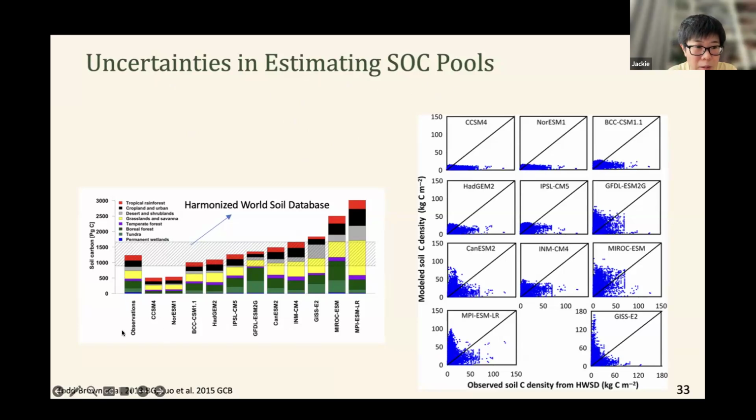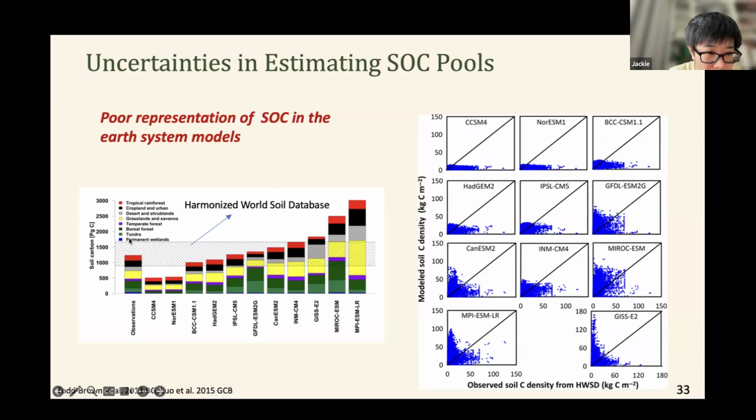So here is just an example of how model simulations compare with observations. People have used many different models to estimate soil carbon, but as you can see, none of the models could give reasonable results compared to the measurements. That means we still have poor representation of SOC in the Earth system model. Even though we have divided into different types of ecosystems, we still don't have a clear picture, or at least the model simulations are not doing a very good job in this specific SOC pool estimate.